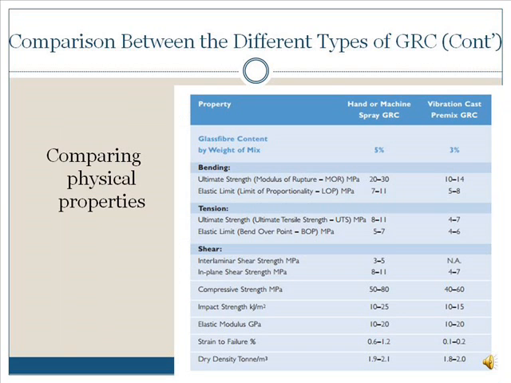The next criteria of comparison is the physical properties. As it can be seen in this table, there are different strengths criteria: the bending, the tension, and the shear, and the premix is compared to the spray, and as seen, the different numbers compared are higher in all types of strengths for the spray GRC as compared to the premix GRC.